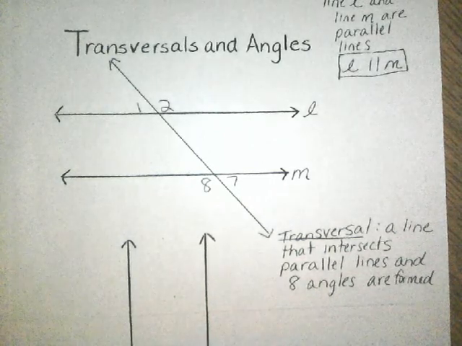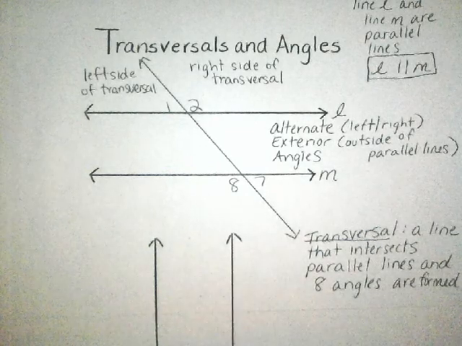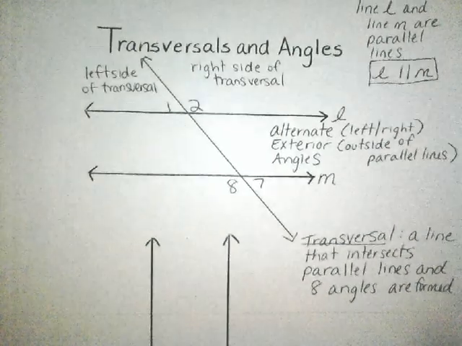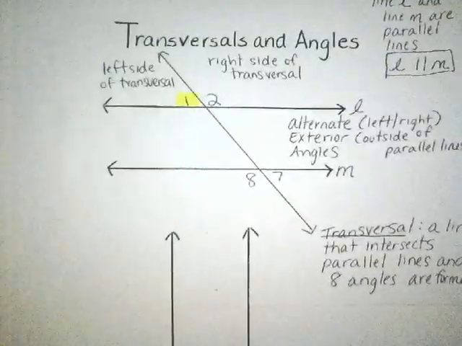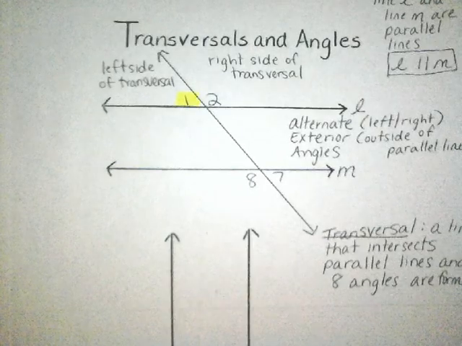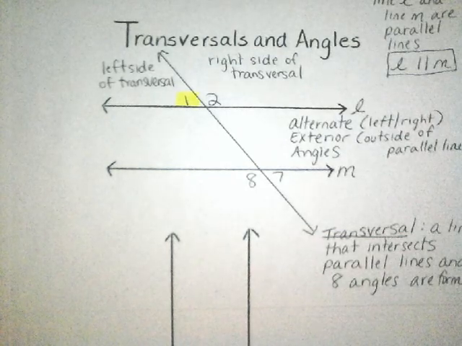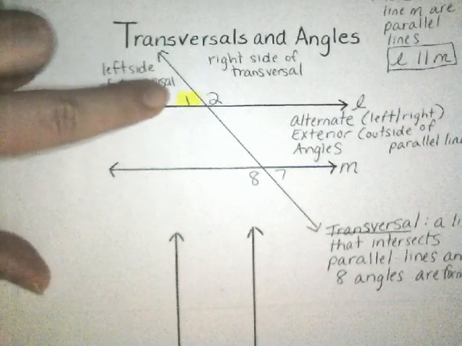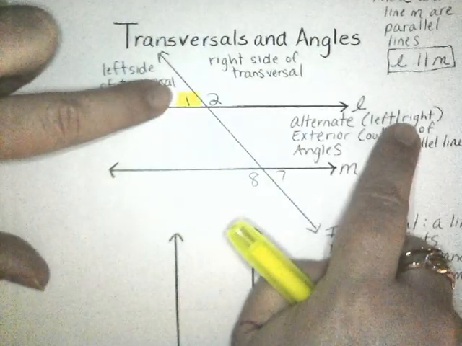Alright, so today looking at this transversal, in this picture, the transversal has a left side of the transversal and a right side of the transversal. So we're going to write that. Here's our left side of the transversal. And over here we have the right side of the transversal. We are going to use the transversal to classify our angles. That's part of it. And we're also going to use our parallel lines when we talk about our angles.